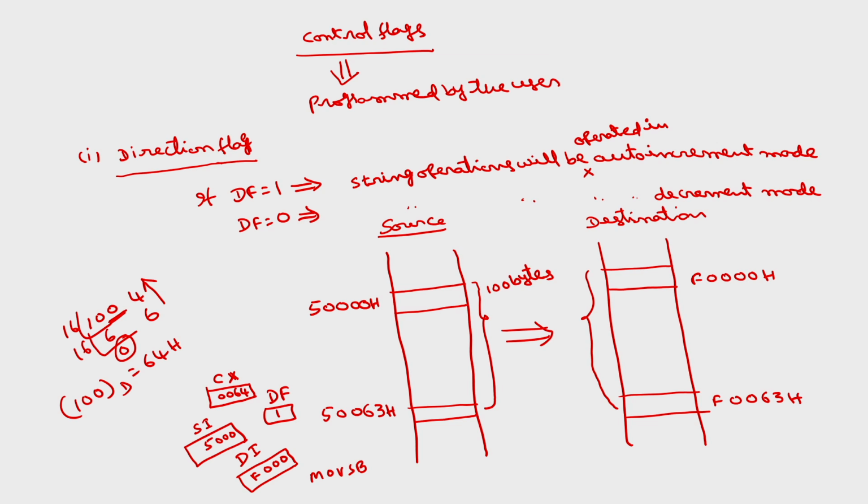If the direction flag is set, the string operations will be auto-increment, meaning SI and DI will be automatically incremented after each byte transfer. If the direction flag is reset, then after each byte transfer the contents of SI and DI will be automatically decremented. That is about the direction flag.